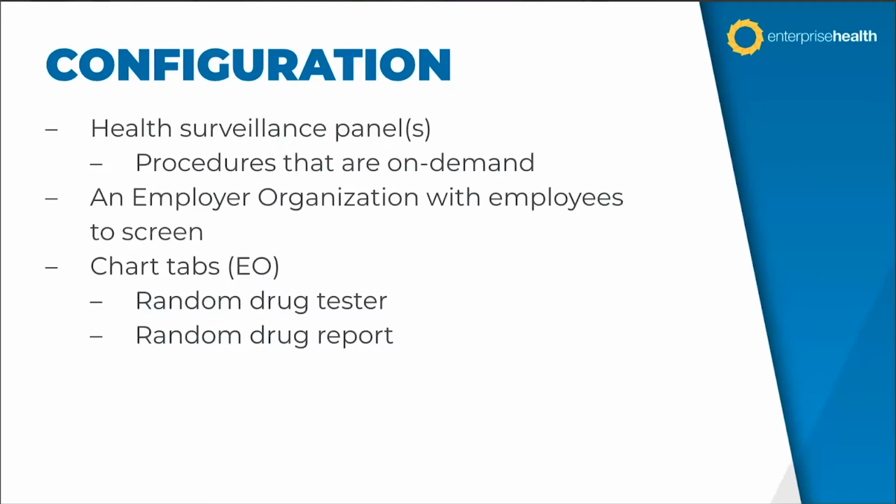We also have to have the concept of an employer organization in our system. That is a chart. And that defines the name of the employer, and then we group all of the employees that belong to that employer, and of course identify them as belonging to the panel so that we get that smaller circle of needing to be randomly chosen from. And then there's a couple of chart tabs under that employer organization. We have a tab for the random drug tester, which I'll be showing, and then a report.